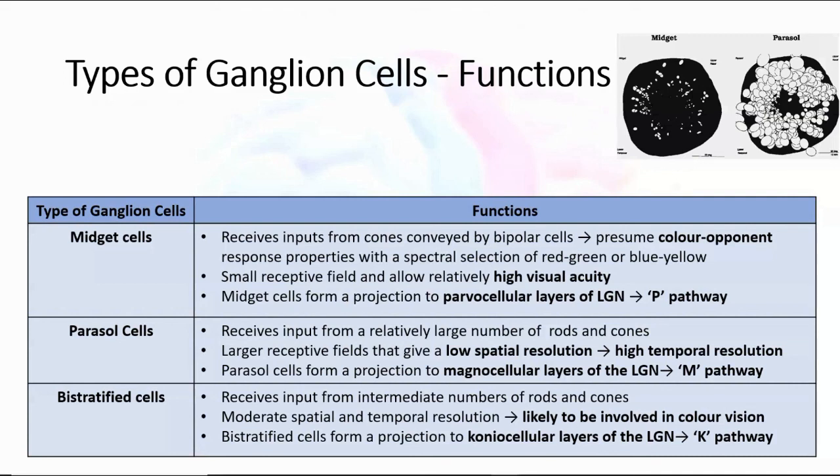Another type of ganglion cells has been identified, which is small bistratified cells, which form a projection to koniocellular layers of the LGN, the so-called K pathway. Bistratified cells receive inputs from intermediate numbers of rods and cones and are presumed to have a moderate spatial resolution and moderate temporal resolution. They are likely to be involved in color vision.